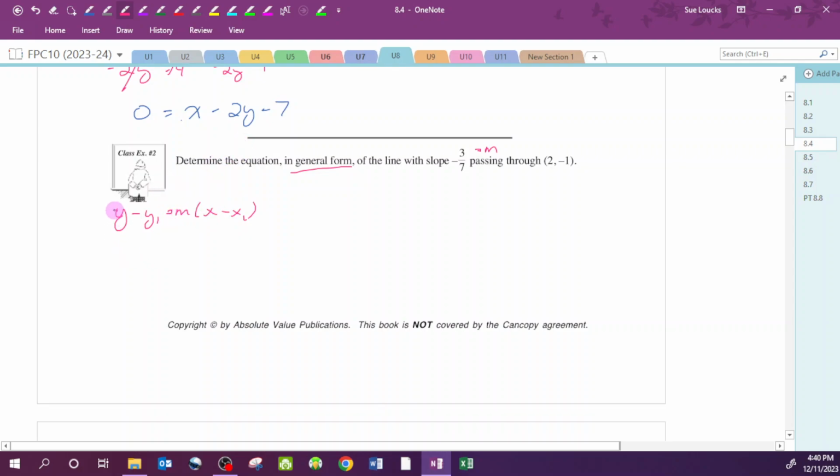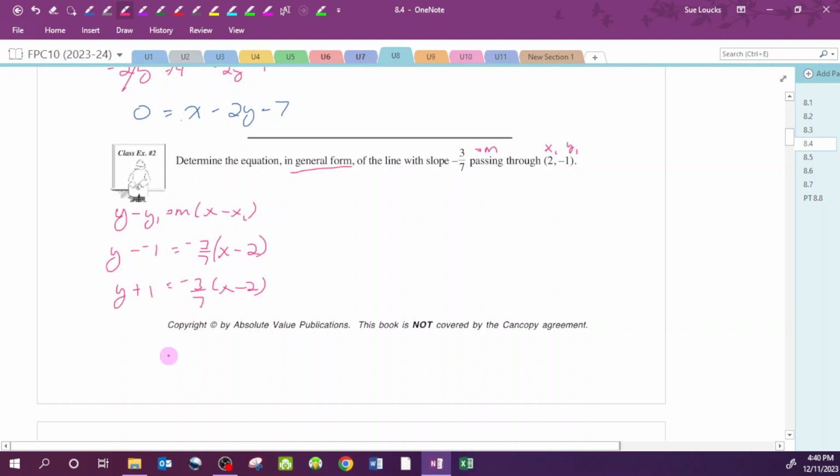So I've got, this is my x1 and my y1, so it's y minus negative 1 equals negative 3 over 7 times x minus 2. So I have y plus 1 equals negative 3 over 7 times x minus 2.